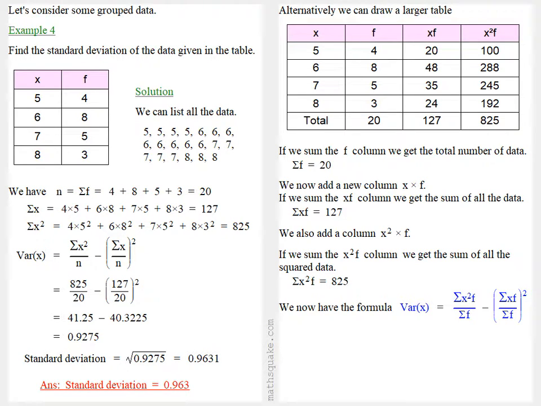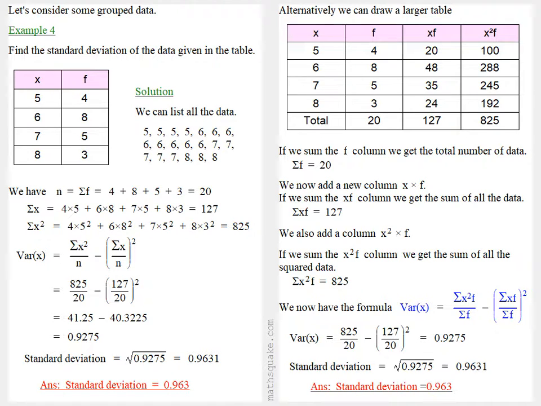So now we have a formula. The variance is equal to the sum of all the squared data, that is sigma x squared f, over the total number of data, which is sigma f, minus the total of the data, which is sigma xf, divided by the number of data, which is sigma f, all squared. So this gives us the variance equals 825 over 20 minus 127 over 20 all squared, which is equal to 0.9275, and as before we get the standard deviation as the square root of that, which is 0.9631. So again, our answer is the standard deviation is 0.963.